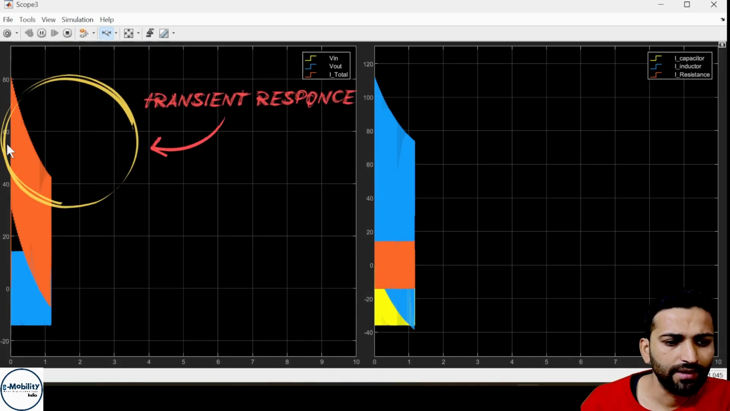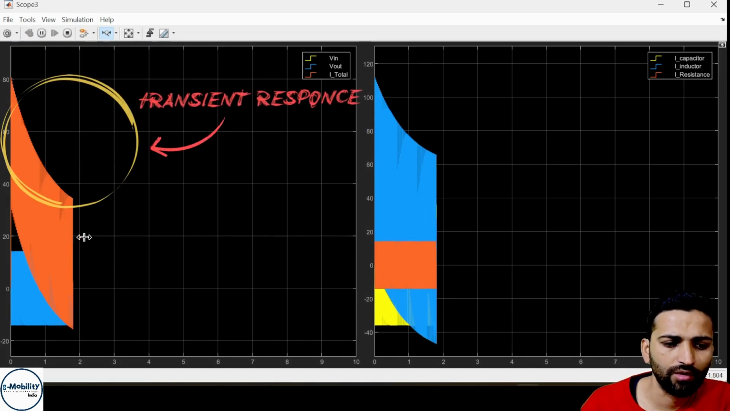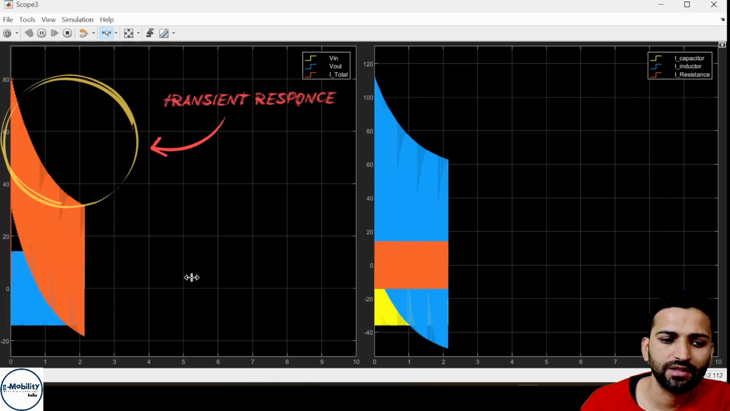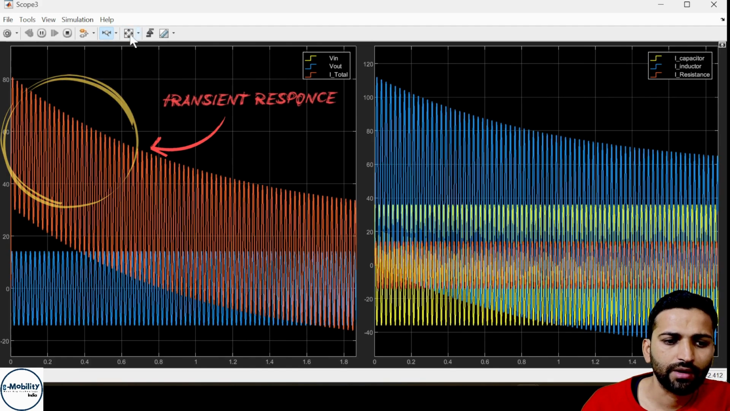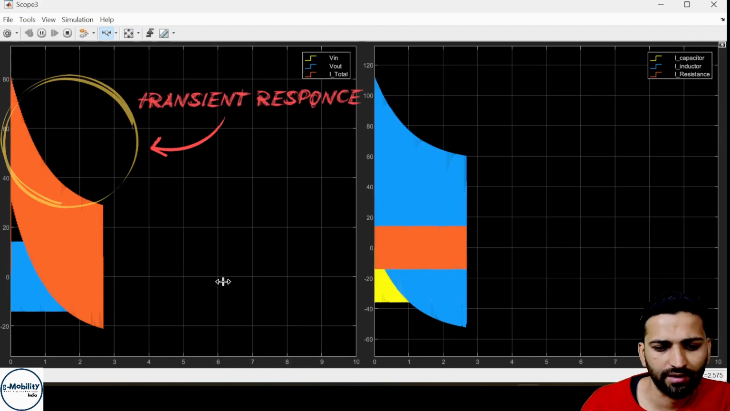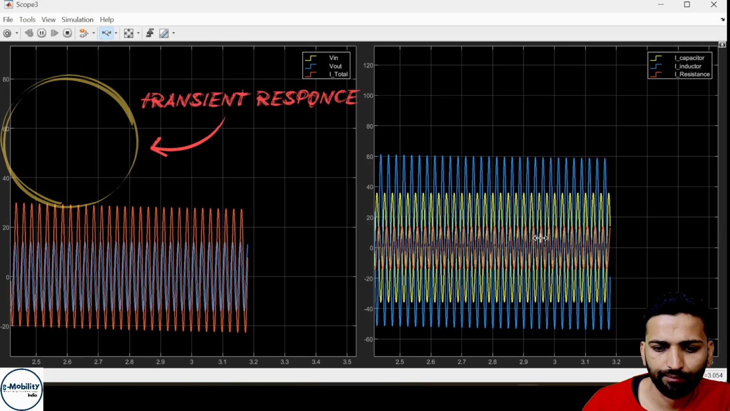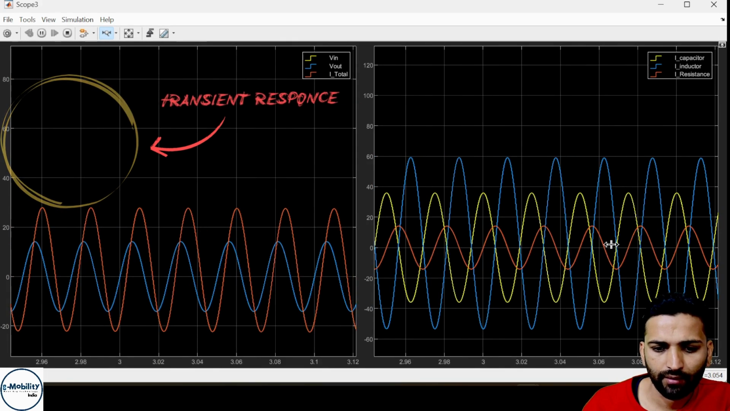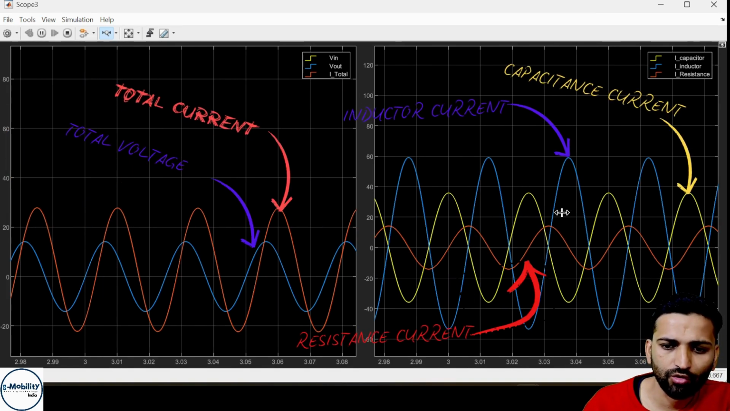Now you are seeing that the current started with a very high RMS value, and now it is returning to its steady state. This condition is known as the transient condition, and later the current will settle down around 2 or 3 seconds. So here I am showing you 3 currents at any given moment. On the right hand side you can see that the blue color shows inductor current, the yellow color is showing the capacitor current, and the red one is showing our resistance current.